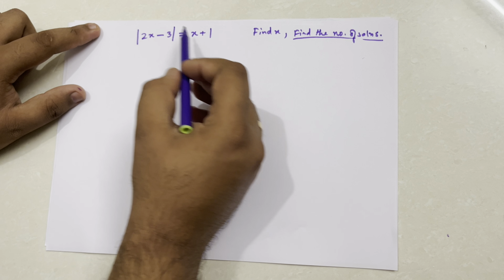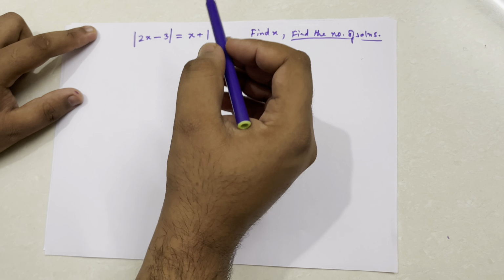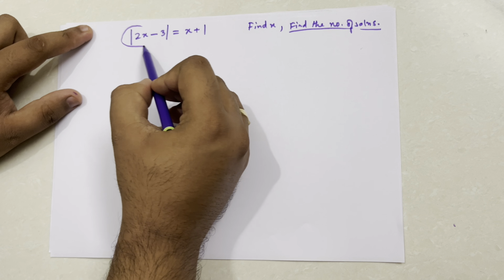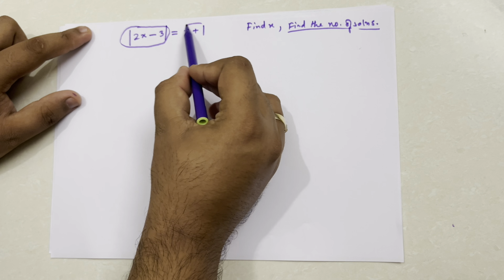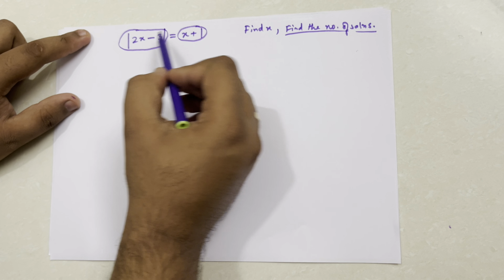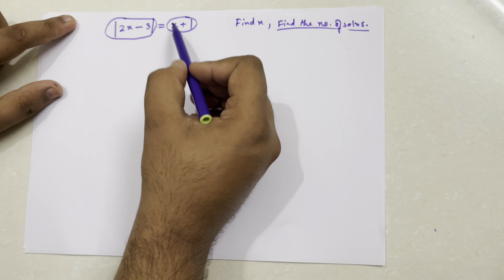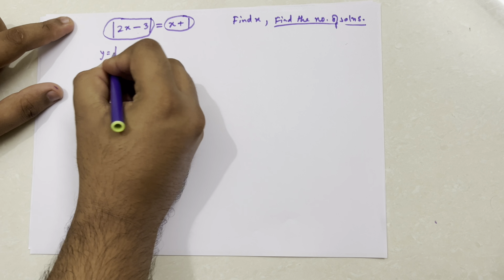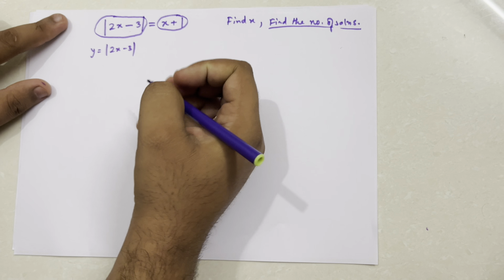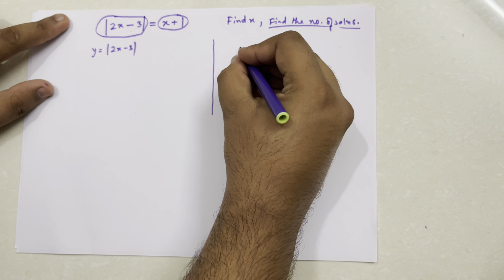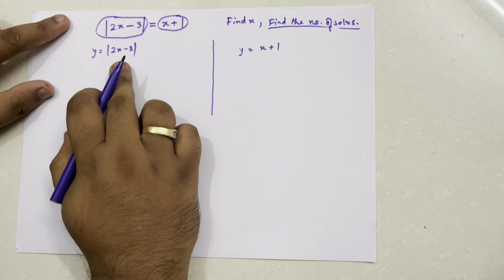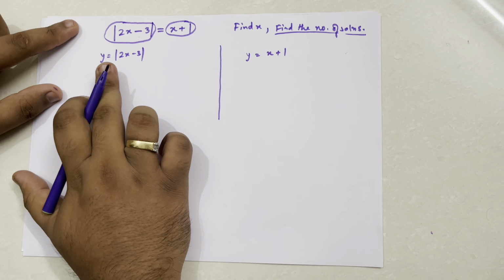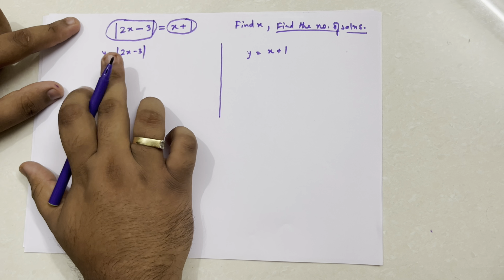So mod 2x minus 3 equals x plus 1. I told you when you get an equal to sign, what you have to do? You have to draw this part and this part separately and see at how many points these two graphs cut each other. So first will be y equals mod 2x minus 3. And another is y is equal to x plus 1. These are the two graphs which we have to draw and see at how many points they cut each other. At first let us draw the graph of y is equal to 2x minus 3.